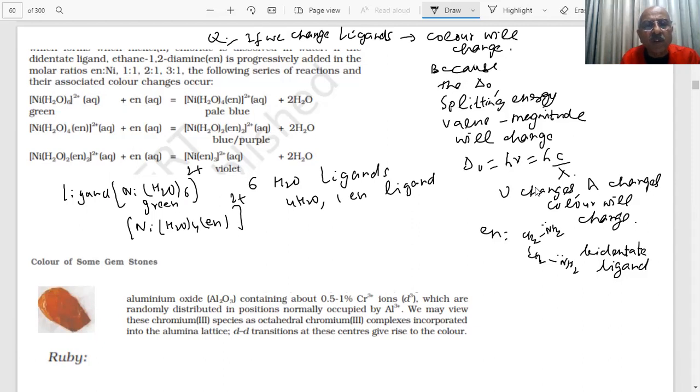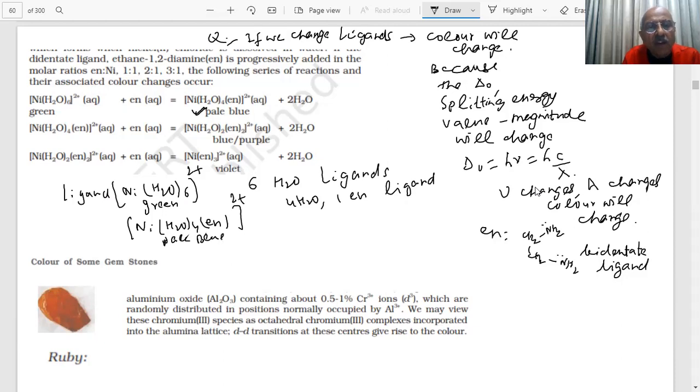The color becomes blue purple. See the color change? The first one is pale blue. Because there are three reactions I have shown, this becomes pale blue.